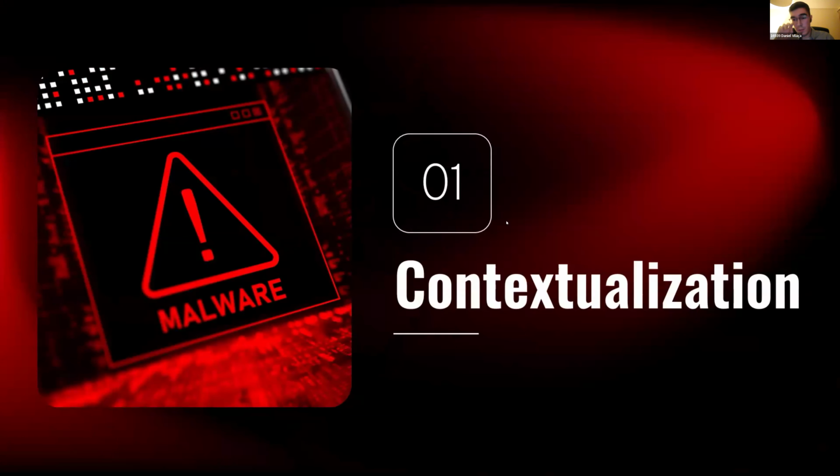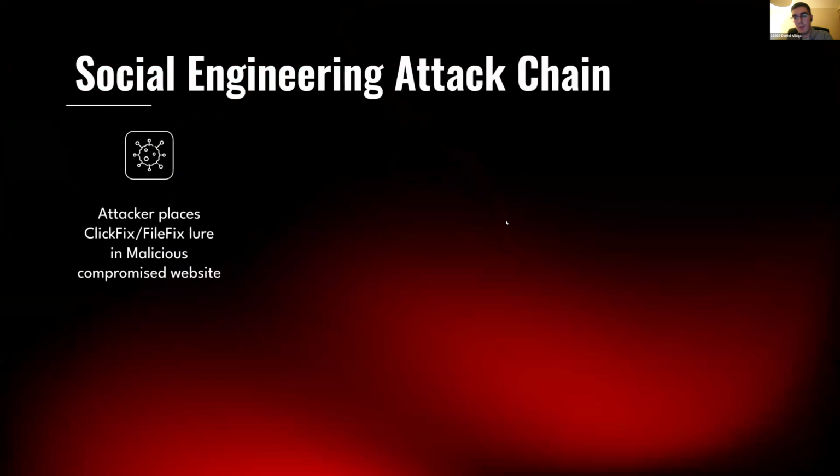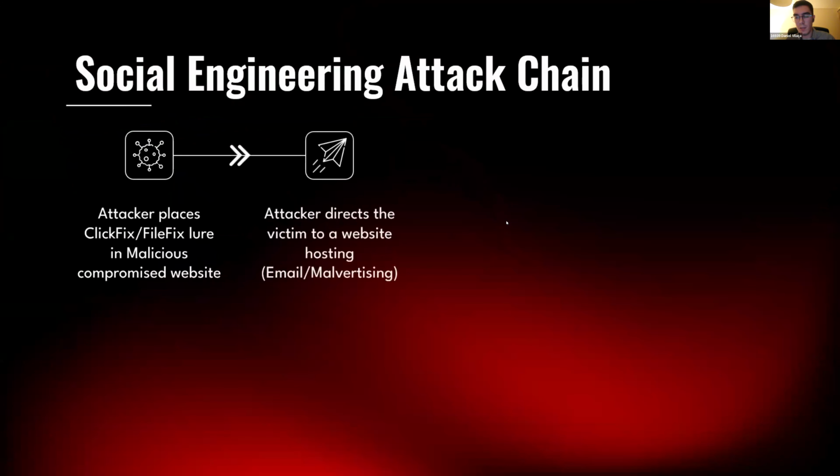So starting with the context, let's look at a typical social engineering attack chain. In this case, a 2025 ClickFix or FileFix scenario. It generally starts with the setup, which you can see in the top left corner. The attacker places a lure, like a fake software update, and drives traffic to it via phishing emails or malvertising.